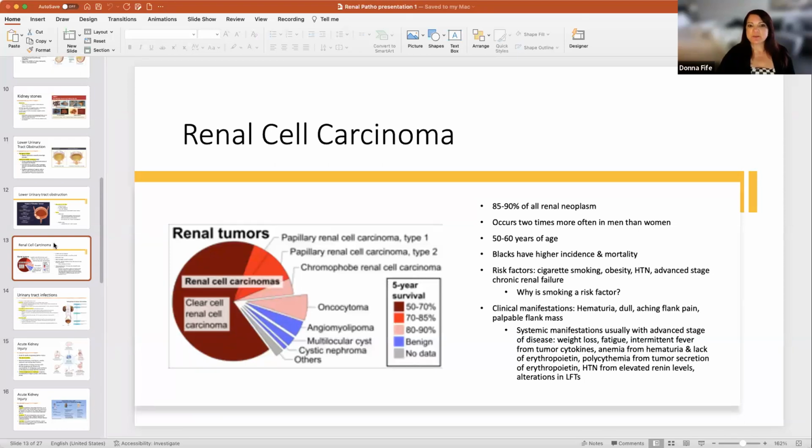Clinical manifestations: patient may have hematuria, dull aching flank pain, or a palpable flank mass. Systemic manifestations, usually with advanced stage of disease: the patient may have weight loss, fatigue, intermittent fever from tumor cytokines, anemia from hematuria and lack of erythropoietin, polycythemia from tumor secretion of erythropoietin, hypertension from elevated renin levels, or alterations in LFTs, or liver function tests.